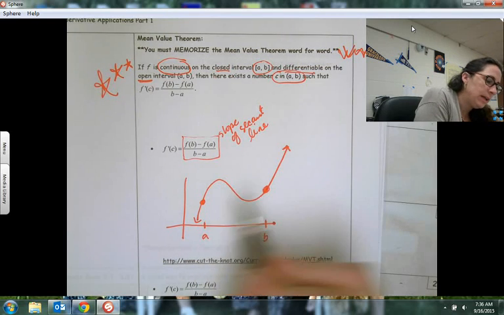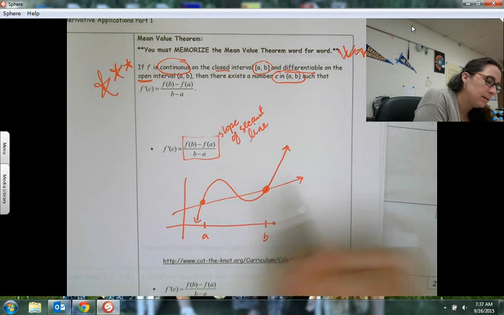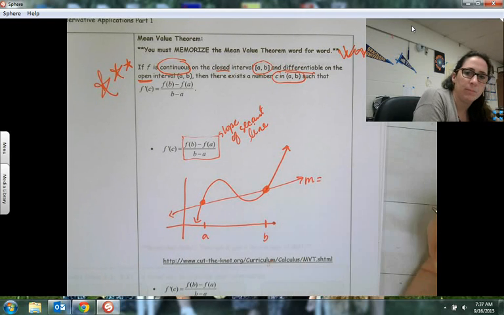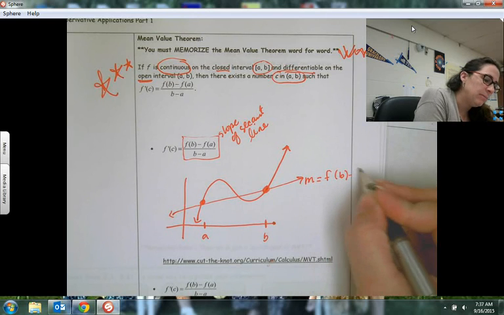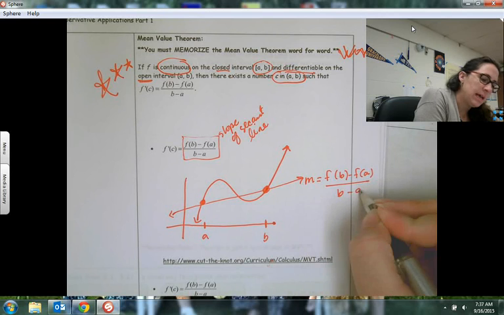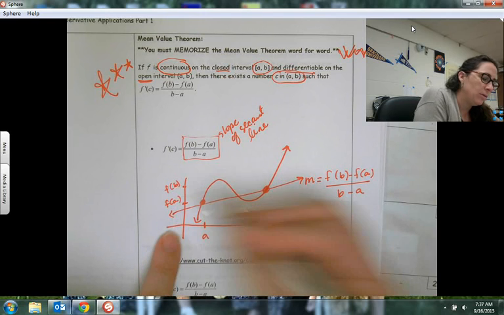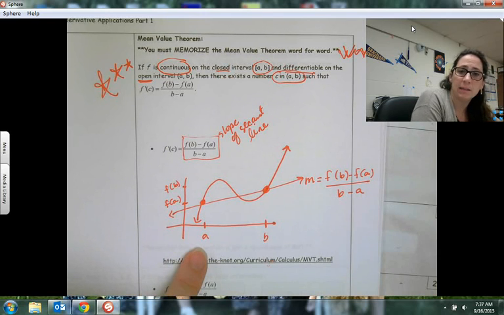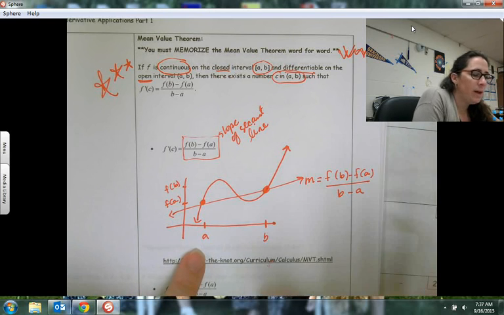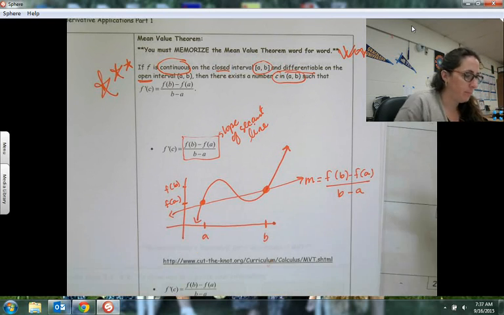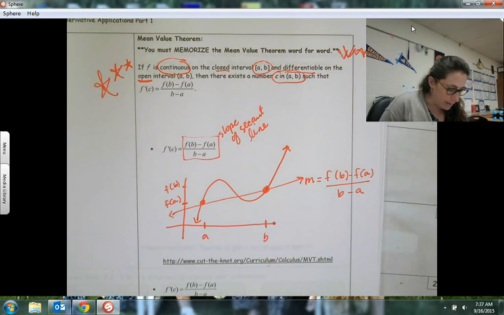So if I drew a line connecting these two points, the slope of this line is f of B minus f of A over B minus A. That's the change in our y's over the change in our x's, and that's the slope of the secant line. So what this mean value theorem is saying over the interval, I'm going to see if I can get something a little bit skinnier than that to show you. Here, let me do this paperclip a little bit. Let me pull it out.